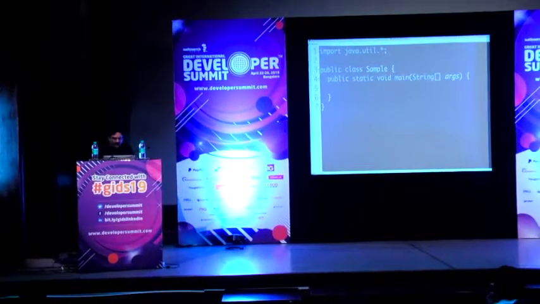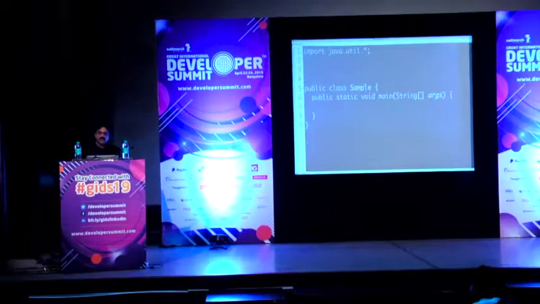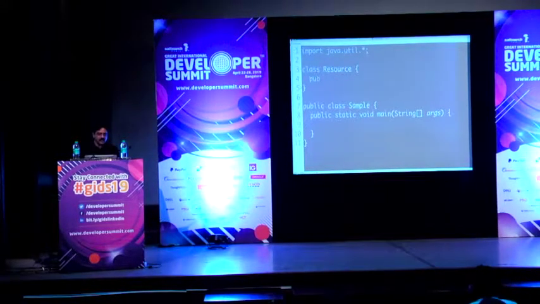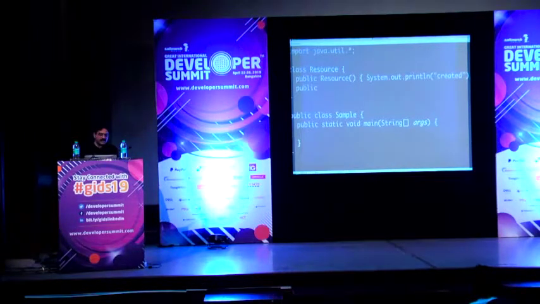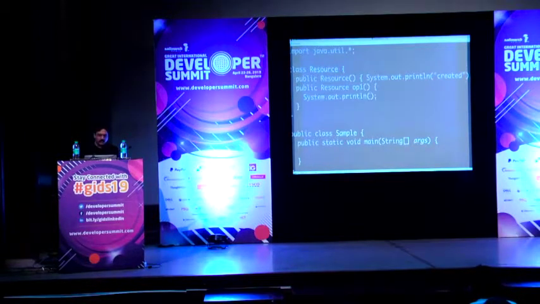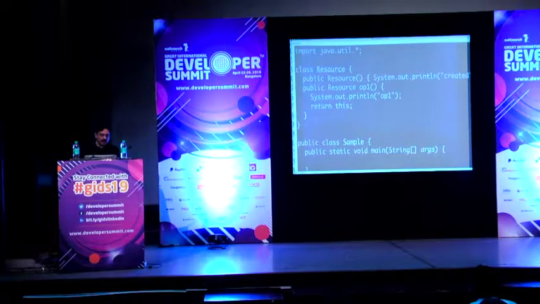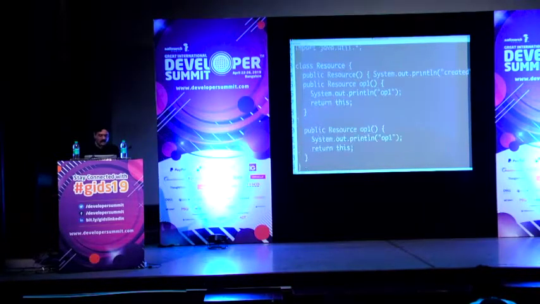But before we talk about that example, let me talk about one project I was working on. Let's say we have a class called Resource, and the Resource contains a constructor, and I'm going to say output, we'll simply say in this case, created. And then I have a public Resource, we'll call it op1, and all I'm going to do is output op1, and then return this. I'm going to write one more method right in here, we'll call this op2, and all that it does is print op2 and return 2.